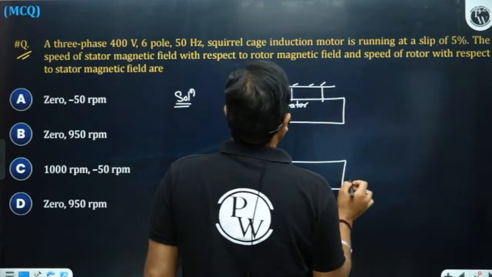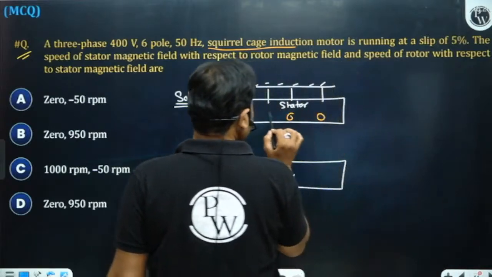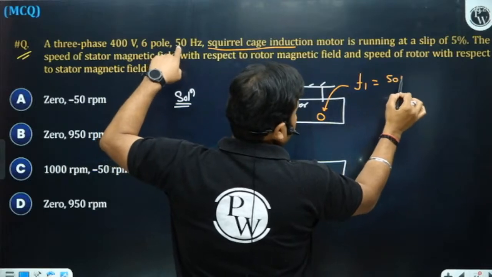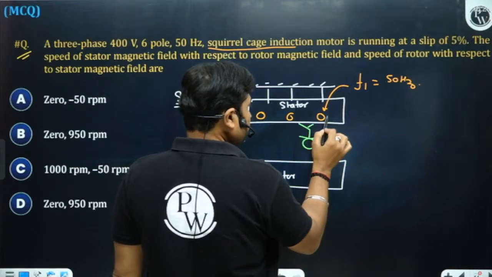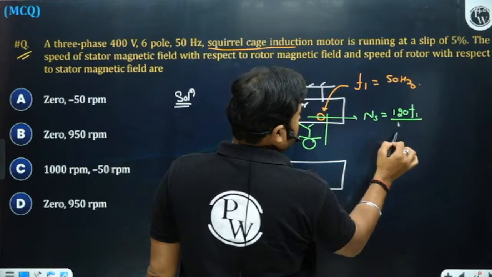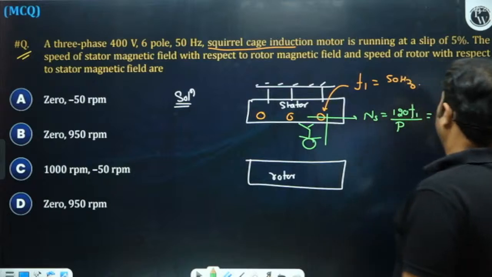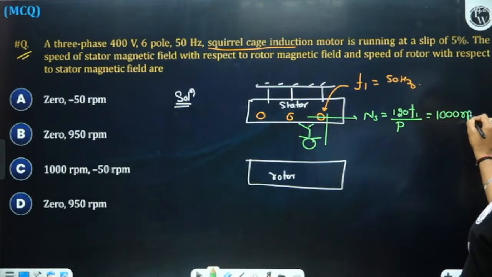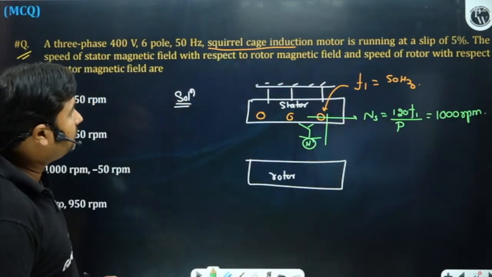It's a squirrel cage induction motor, so supply is only possible onto the stator side. Supply is given onto the stator at a frequency of F1. F1 is 50 Hz. So that produces a stator rotating magnetic field which rotates onto the stator body at a speed of Ns. Ns is 120 F1 by P, pole is 6, so that is 1000 rpm. So speed of stator flux with respect to stator body is 1000 rpm.